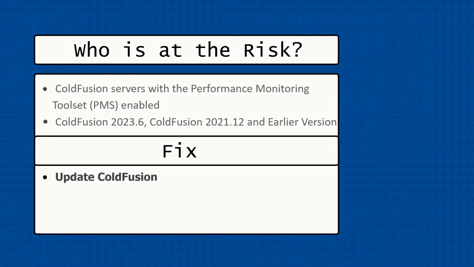So who is at risk? ColdFusion servers with the performance monitoring toolset enabled are the first risk, and the vulnerable versions are 2023.6, 2021.12, and earlier versions. So if you have a vulnerable version, then you should update as soon as possible. So this is all about the vulnerability.